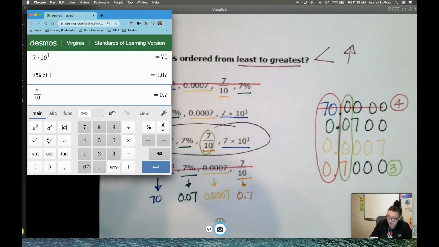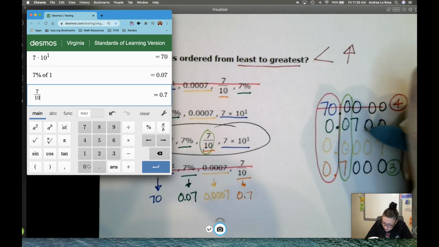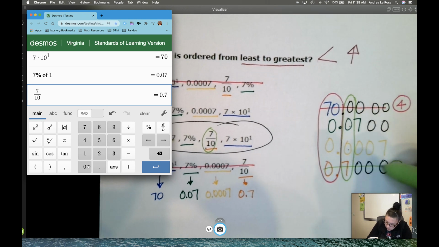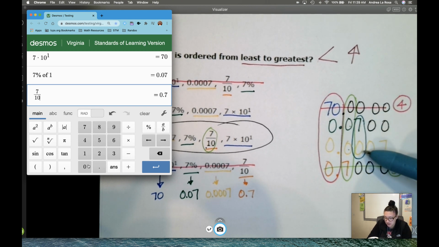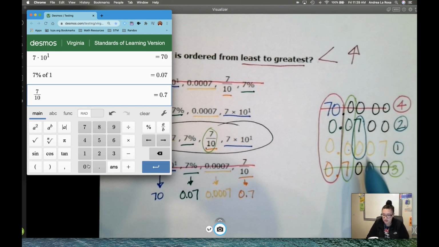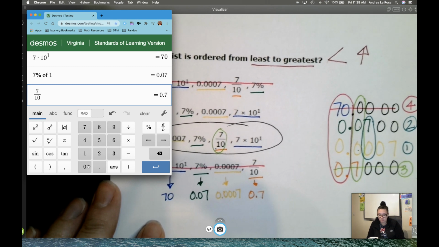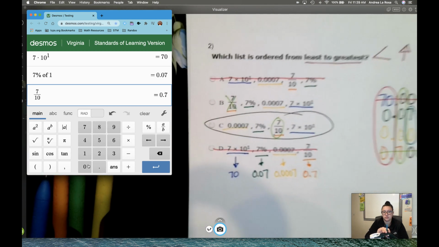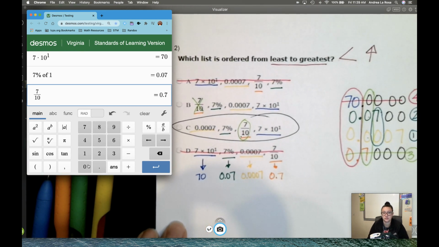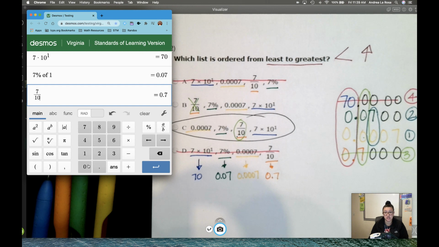But just to double check, if I keep going out in my place values, we already used this one. If I look in here, I see that a 7 is bigger than a 0. So that means my 0, that would be my first, that would be smallest. And then the 7% would be my second. And again, we see that match up. Oh, let me slide that over. Right there. If you have questions about this problem, let us know. Otherwise, go ahead and go on to the next one.